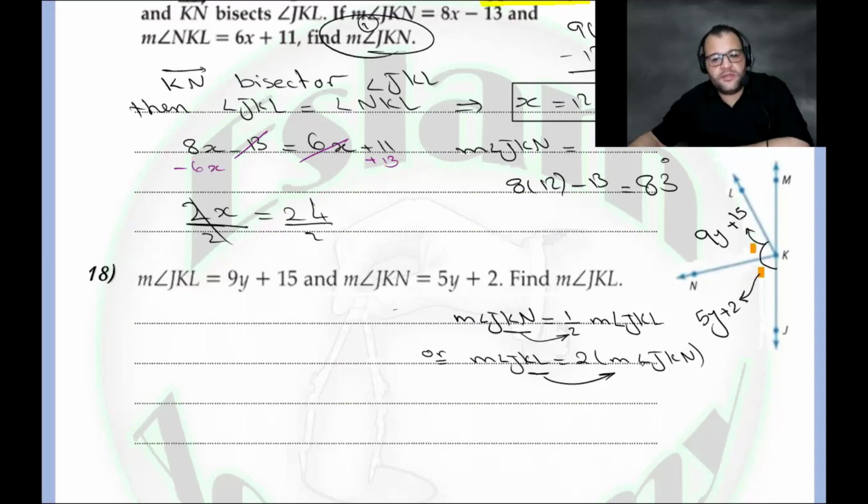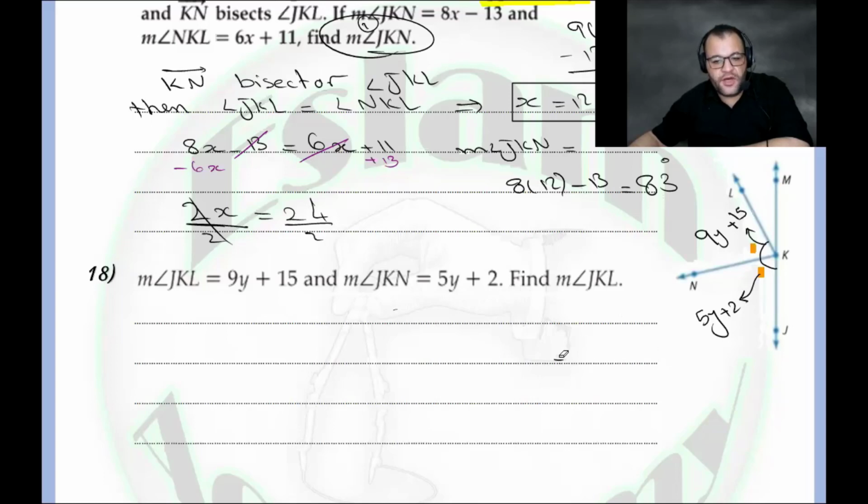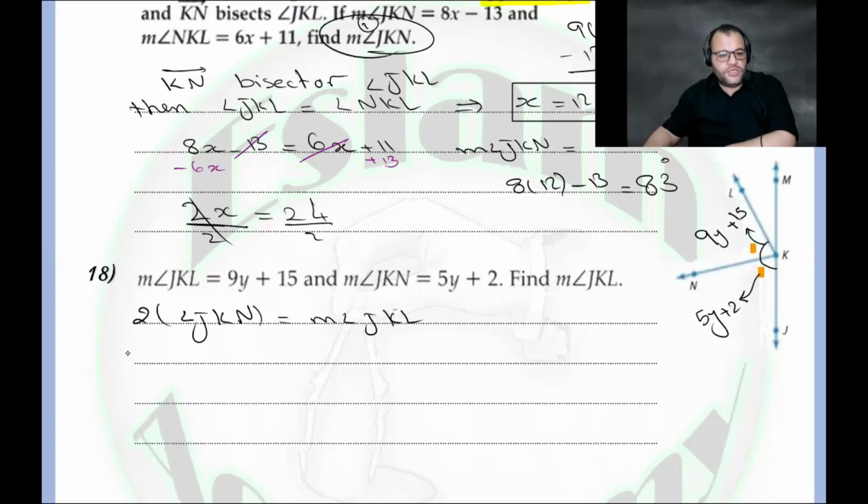Which one will be easy? The second is easy because you can multiply, but if you divide, you will find that 9 divided by 2 is 4.5, which gives you decimals. And 15 divided by 2 is 7.5. So it will also give you decimals, so it will be hard. So for this case, we can say that 2 times the measure of angle JKN is equal to the measure of angle JKL, which is 2 times (5y plus 2) equals 9y plus 15.